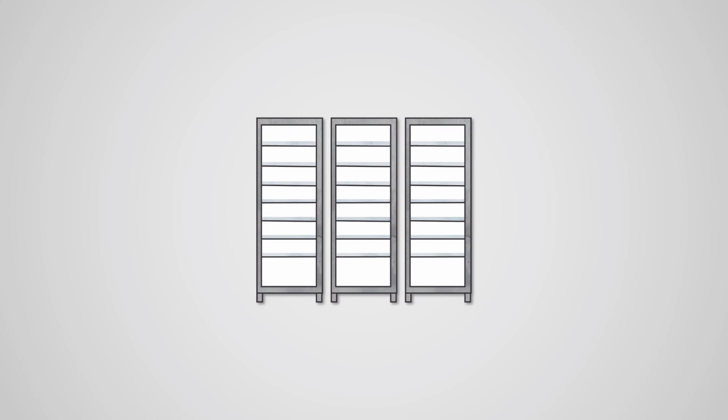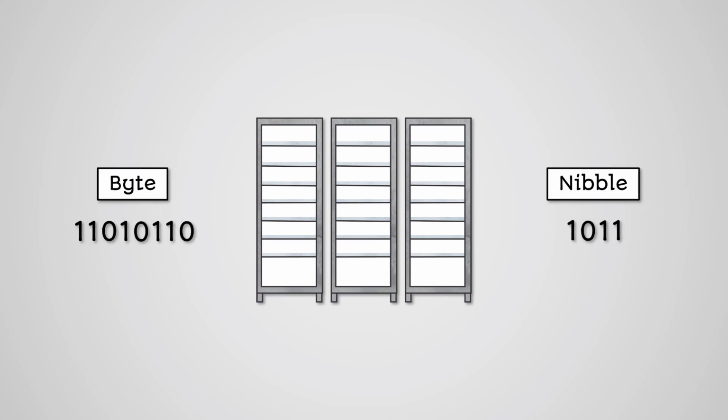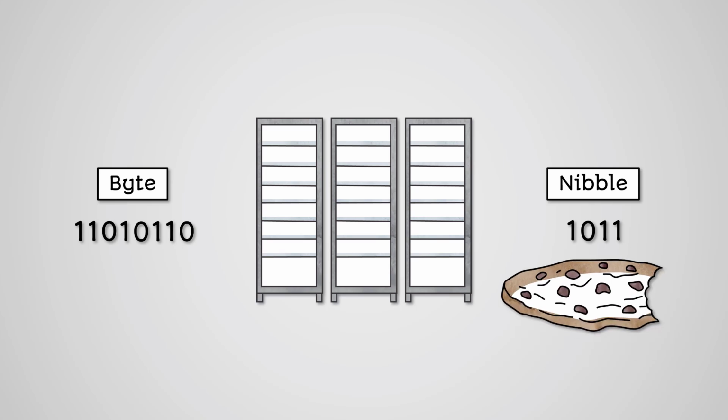Computers usually store data using much larger values than individual bits though, so there are other units of measurement we can use when referring to these larger values. A group of 8 bits is called a byte. A group of 4 bits is called a nibble, because a nibble is a small byte.